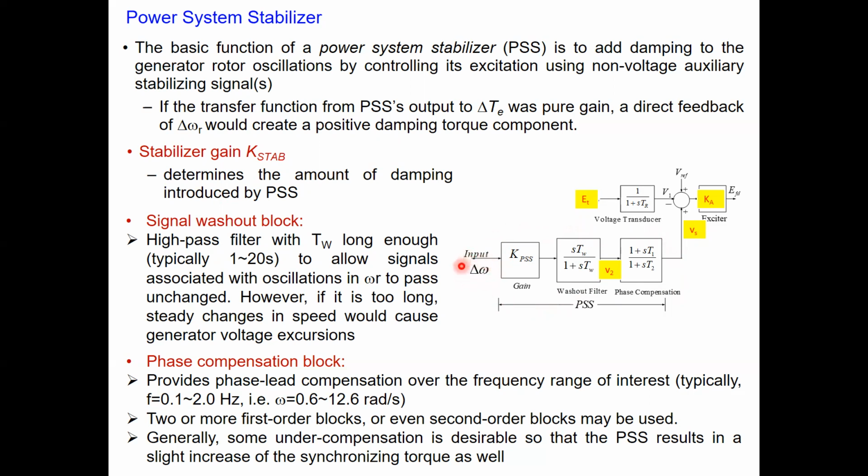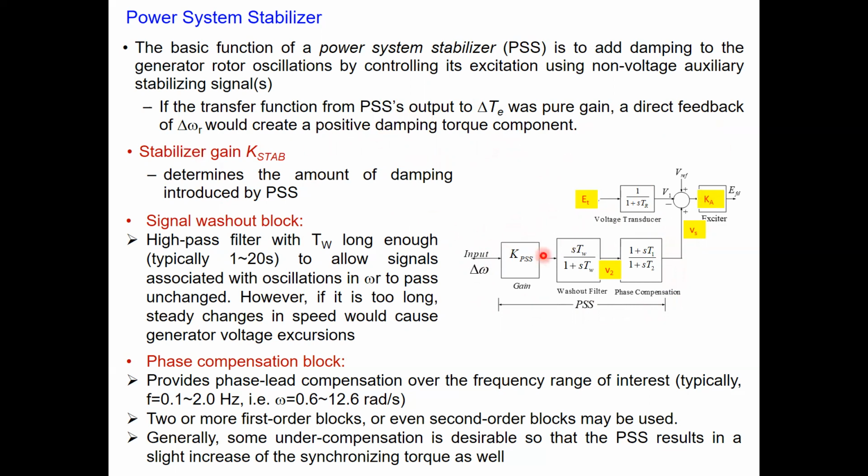It is actually the angular speed. This is the input, and this is the output, the voltage signal. If you want the transfer function representation for the stabilizer, which provides some improvement in the torque, here we have direct feedback from omega, the angular speed. It is expected that the setting of the power system stabilizer is such that it provides a positive damping torque to the generator.